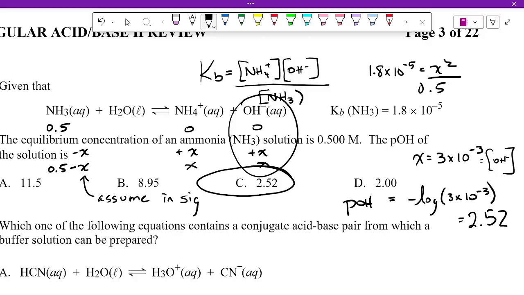I used Kb because I'm given a base. So anytime you have hydroxide, you're going to use Kb. And I say that having marked a bunch of the hydrolysis quizzes and having people use Ka for that. Oopsie.